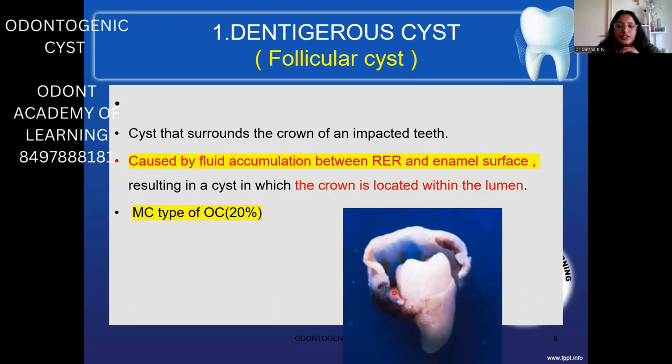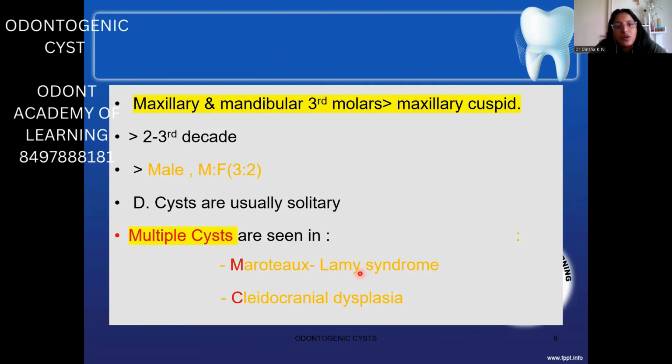So this is how it would be. This is an unerupted tooth, and a cavity or cystic lining has formed, and there is fluid accumulation at this area, between the enamel surface and the reduced enamel epithelium. Most commonly seen in maxillary and mandibular third molars, followed by maxillary cuspid, more in the second or third decade with male predominance, and usually it is solitary in nature.